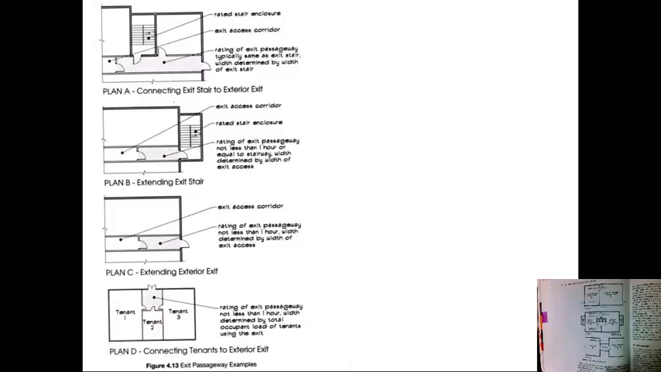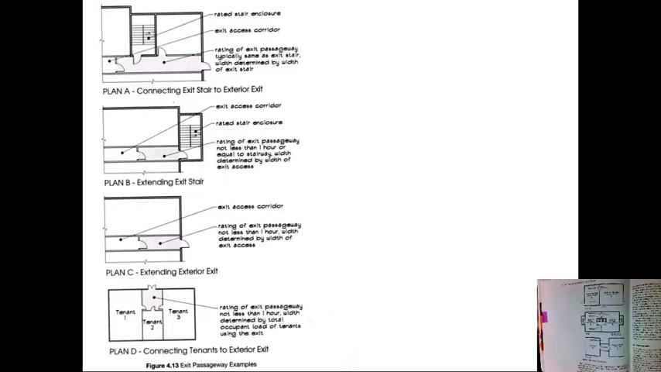Okay? Extending exit stairs. So sometimes you may end up having an exit access corridor. You have a rating of exit passageway not less than 1 hour. Okay? And of course, determined by the width of the exit access. And then you have your stairs. This would be your exit. Then in Plan C, it's extending exterior exit. So you have an exit access corridor, a rating of an exit passageway, which is not less than 1 hour, width determined by width of exit access, and then your exit.